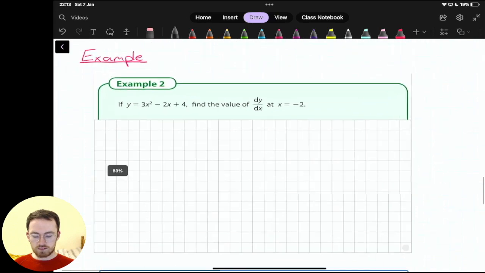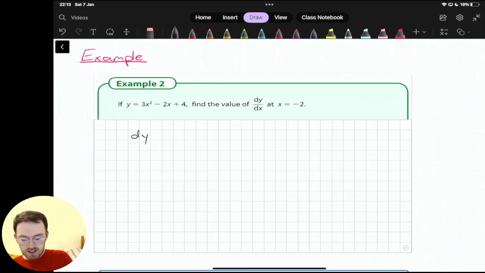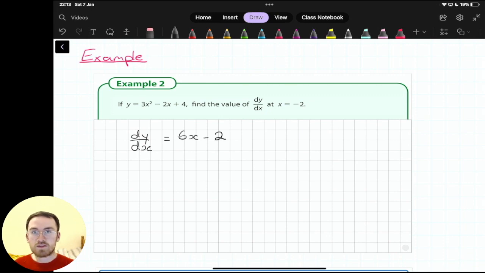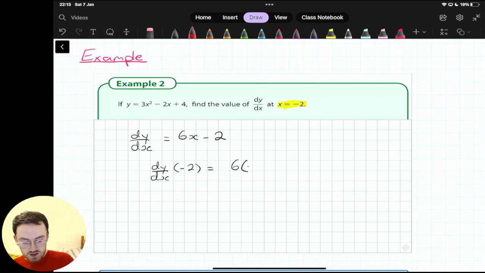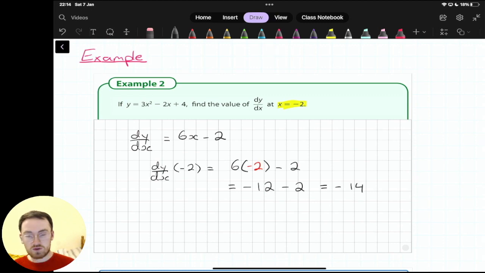So if we look at this first example, dy dx is going to be 6x minus 2, applying the same rule that we had in the previous section, and we're asked to find dy dx at x is equal to minus 2. So let's do that. We can write it the same way we would write it with fractions if we like. And we're subbing in minus 2 anywhere that we see x. And for this question, there's only one point. Becomes minus 12 minus 2, which is minus 14. And that means for us that for this particular function, if we were to graph it at the point x is equal to minus 2, the slope is minus 14.